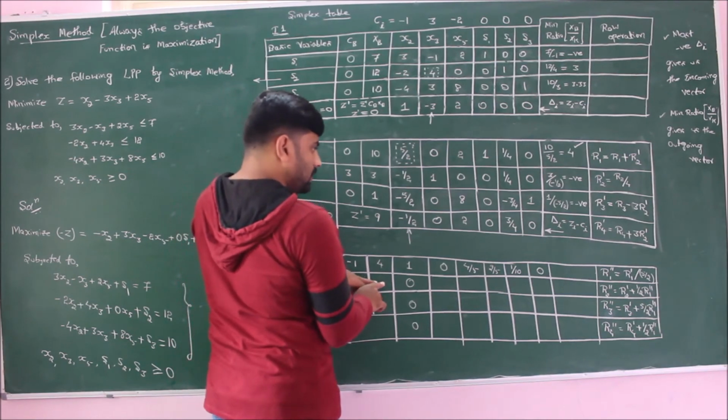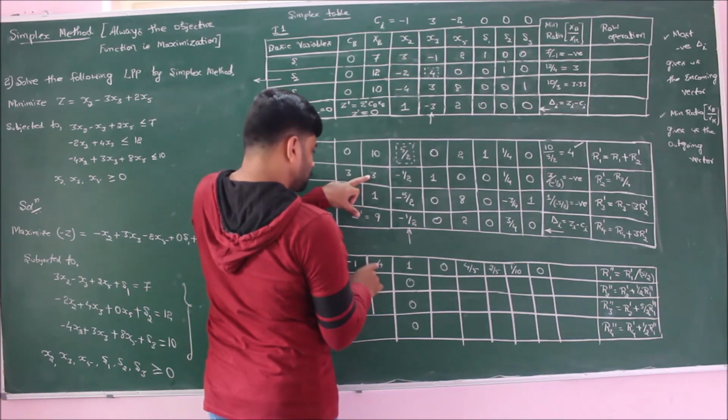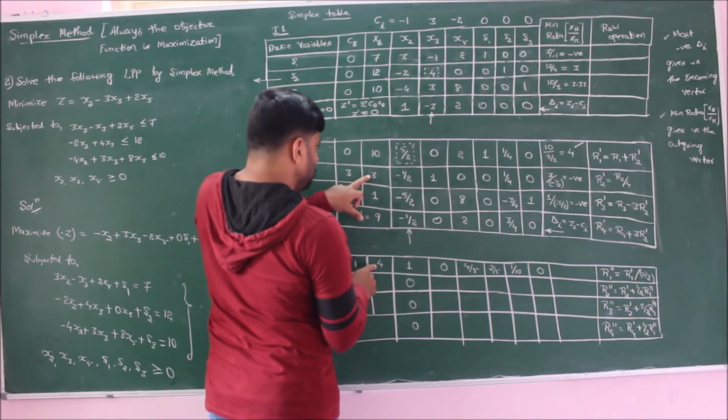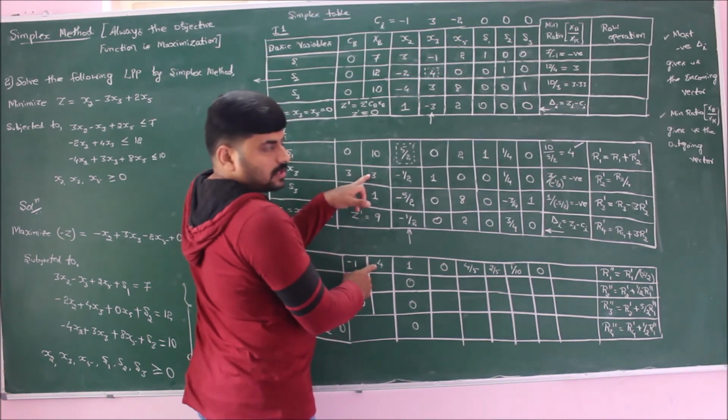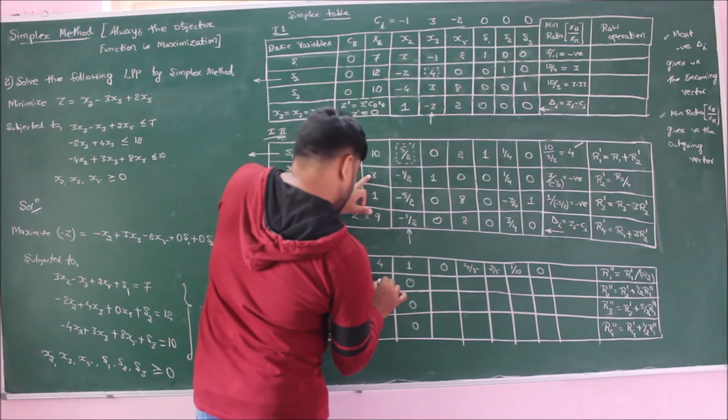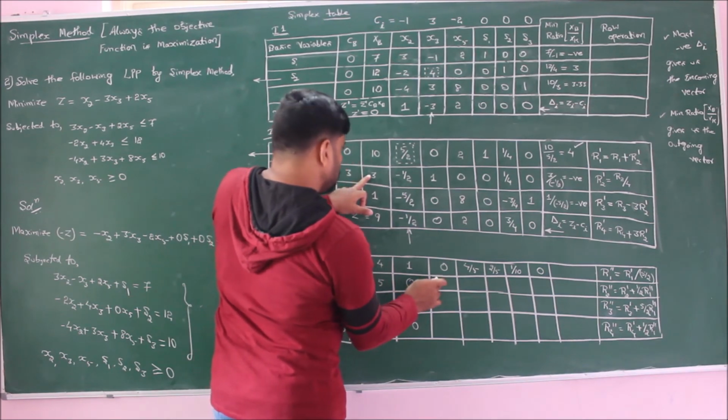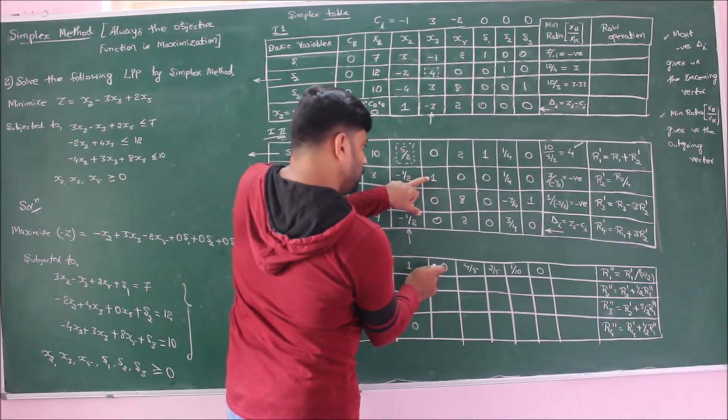Now performing the operations, we have 3 plus 4 by 2. 3 plus 4 by 2 will become 3 plus 2 which is 5. We have 1 plus 0 is 1.